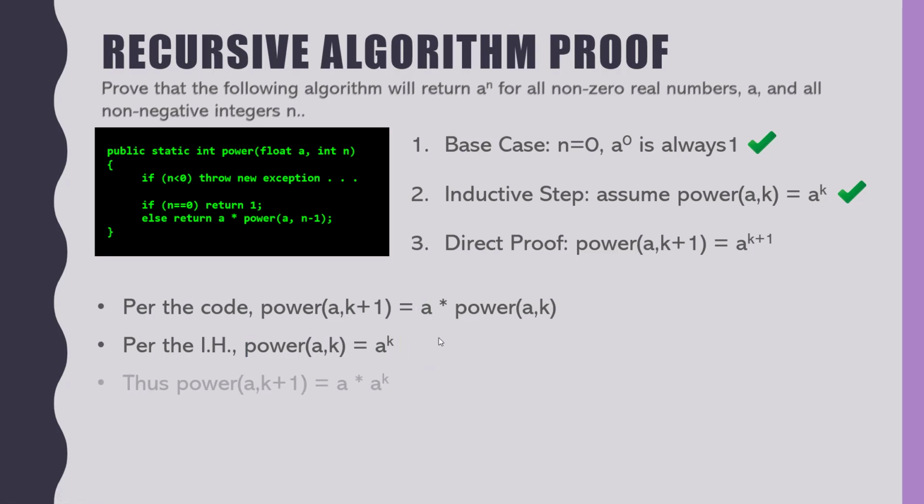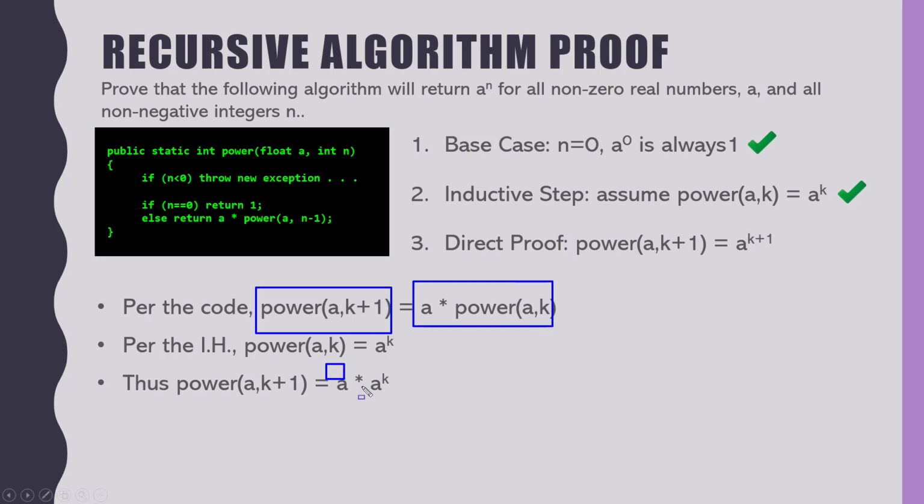Okay. So in other words, this, which equals this, is the same thing as that. That is all 100% true with our inductive hypothesis, power a comma k equaling a to the k. If that's true, this is all true so far. Okay. Now what can we do?